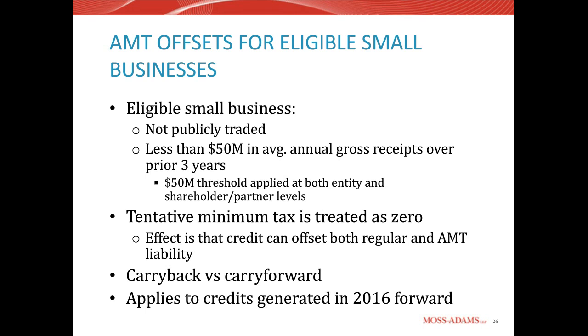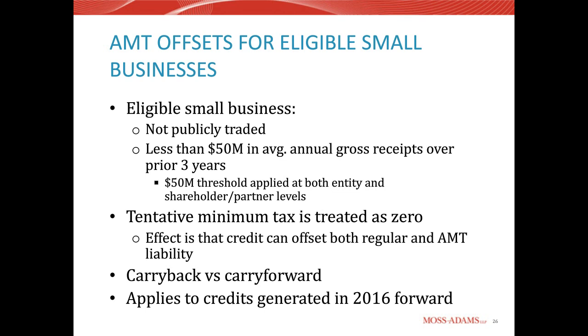And for these companies, the tentative minimum tax is treated as 0, and tentative minimum tax is what is used to calculate the alternative minimum tax. So the effect is that it's offsetting that alternative minimum tax.